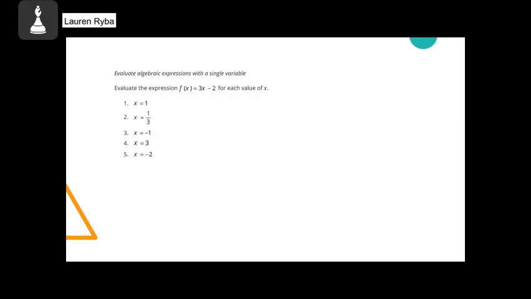The first thing we're going to do is evaluate an algebraic expression with a single variable. So our expression says 3x minus 2 is the value of our function. What we want to do is find the value at all of these different x's. All that means is plug in the given x where you see x. So 3 times 1 minus 2 is what we want to find. Well, 3 times 1 is 3, and minus 2 gives me a value of 1.